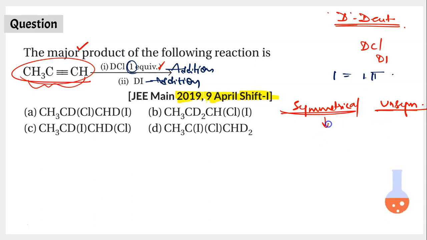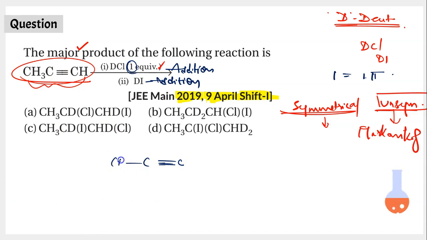If it's a symmetrical alkyne, then there's no problem at all. But if this is an asymmetrical alkyne, then you have to follow a rule called Markovnikov's rule when you're conducting addition reactions. So there's a rule called Markovnikov's rule which has to be followed when you conduct addition reactions in case of asymmetrical alkynes. And how do you know if the given alkyne is symmetrical or asymmetrical? Just expand the structure and write C triple bond C.